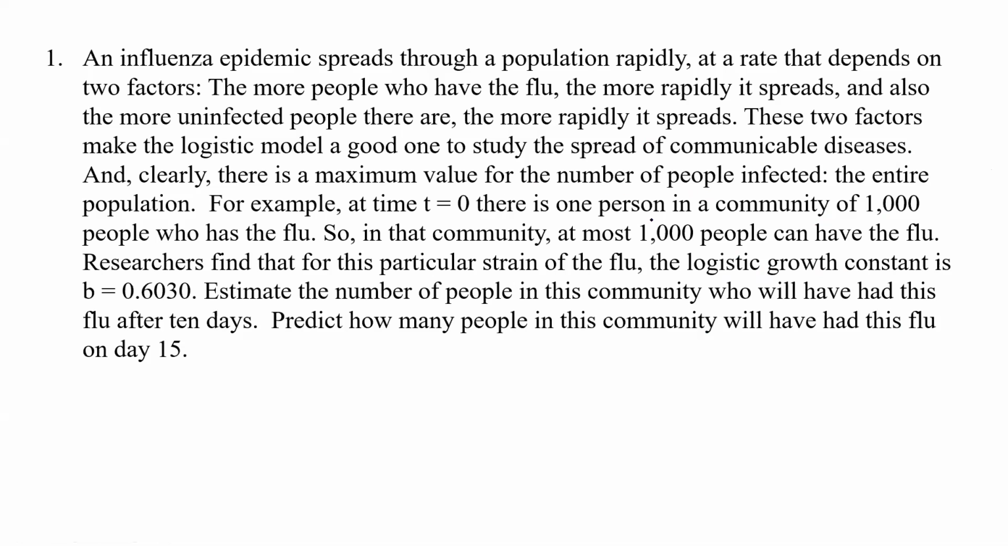So obviously there's a maximum number of people that can be infected. That's your whole population. That's the most. And so in our example, at time equals 0, there's one person in a community of 1,000. So that's our carrying capacity. That's our initial value, at time 0, of the people who have the flu. So in that community, at most 1,000 people can get the flu.